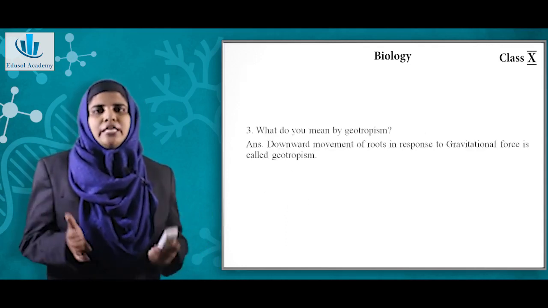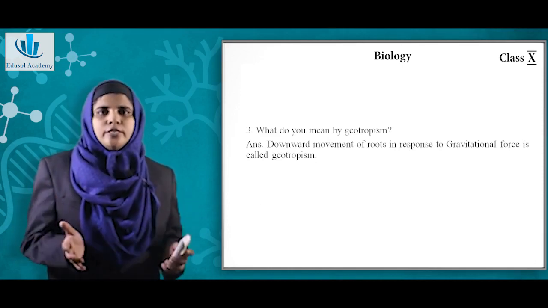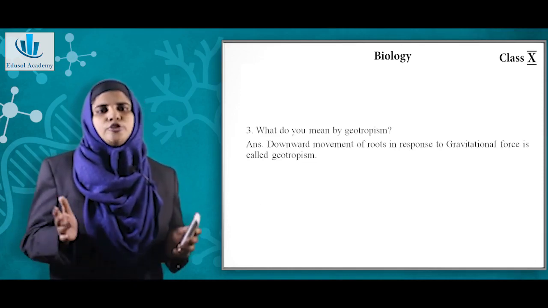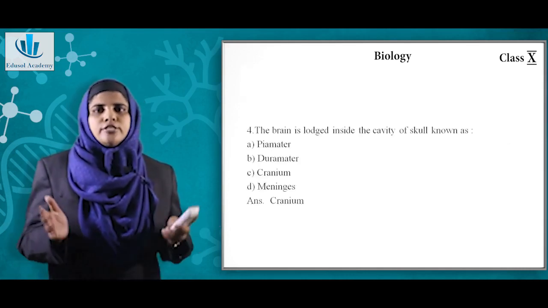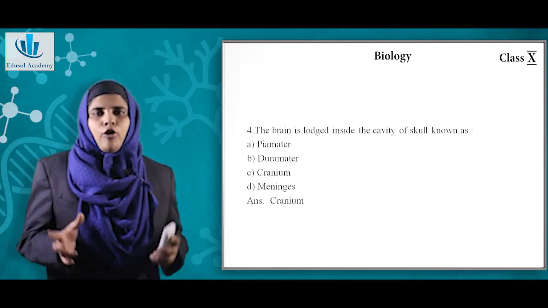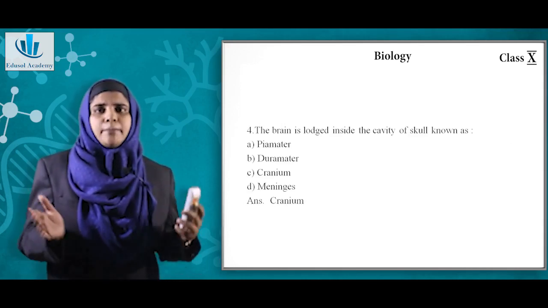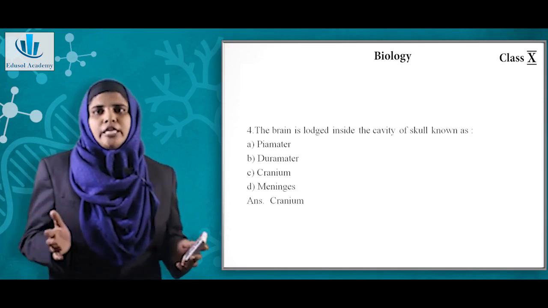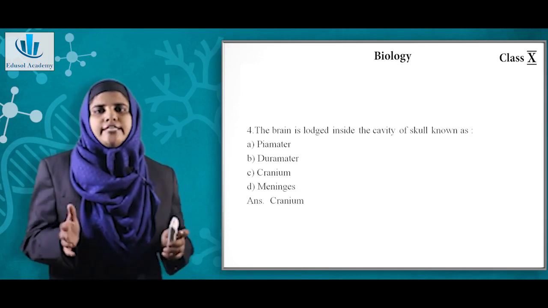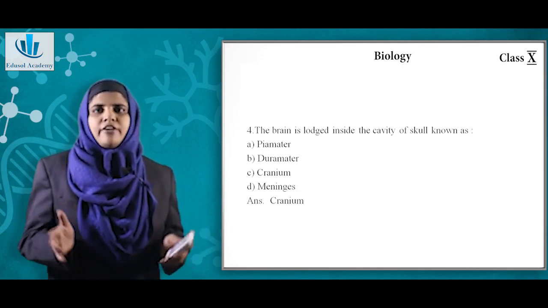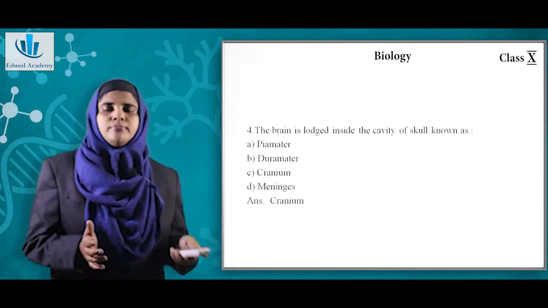Now, what do you mean by geotropism? Geotropism is a downward movement of root in response to gravitational force. Question number 4. The brain is lodged inside the cavity of a skull known as option A, pia mater, option B, dura mater, option C, cranium, option D, meninges. So, here the right answer is cranium. We have seen that brain is embedded in a bony box called the cranium or the skull.